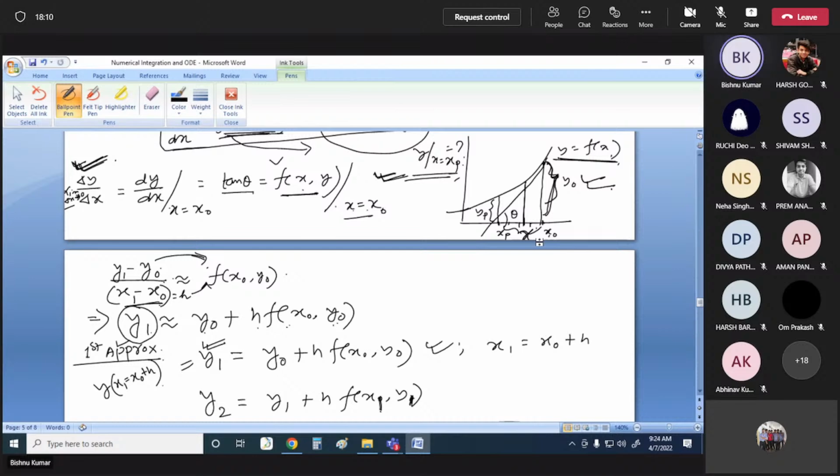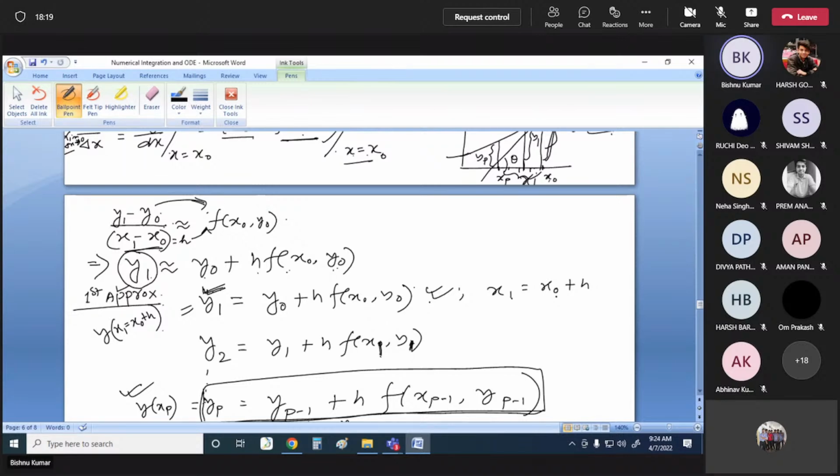Now x1 is x0 plus h. So x1 is clear, and y1 is also clear with the help of the initial condition. Now in the same way, with the help of x1 and y1, can you calculate y2 using the same type of recurrence relation? I will use the same recurrence relation. To calculate y2, x1 and y1 are clear. Using this recurrence scheme, I will calculate y2 as y1 plus h f of x1 y1. That is the second iterated value.